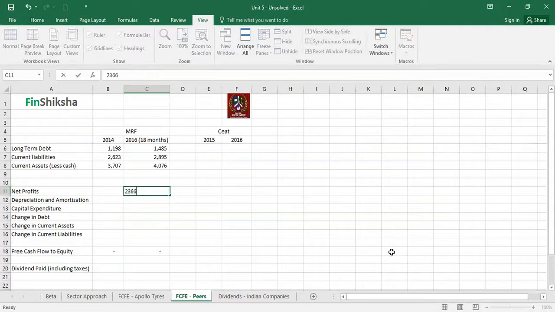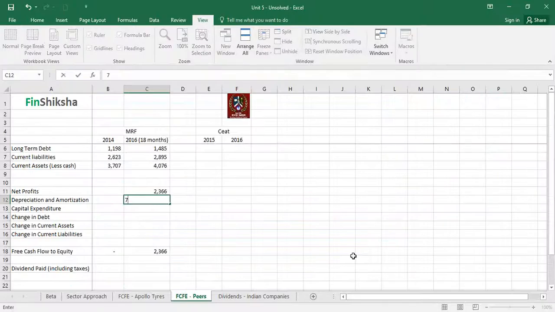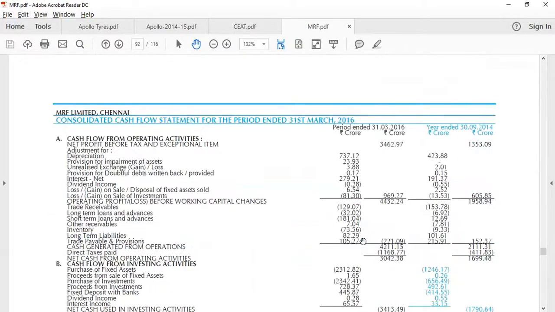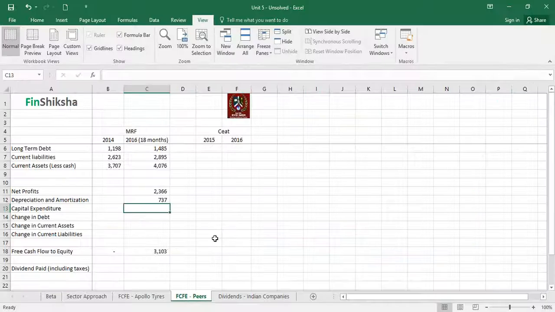I'm going to put that number here. What is the depreciation for the period? That's 737. So we get 737 as the depreciation. Capital expenditure, let's try and get it from the investing activities. Purchase of fixed assets, that's about 2313 is what we have this year. So we go and put in 2313.